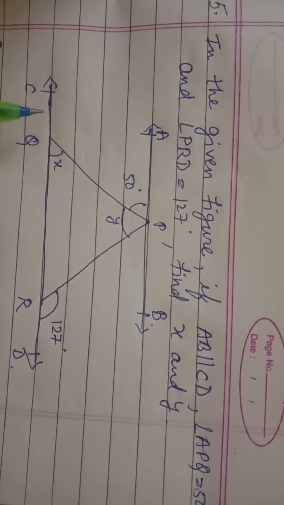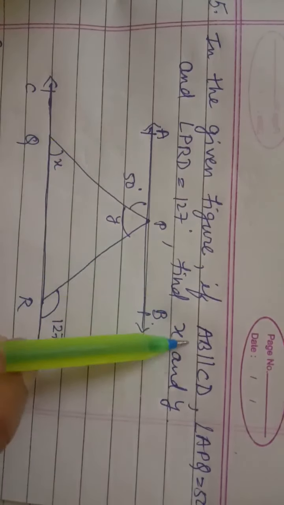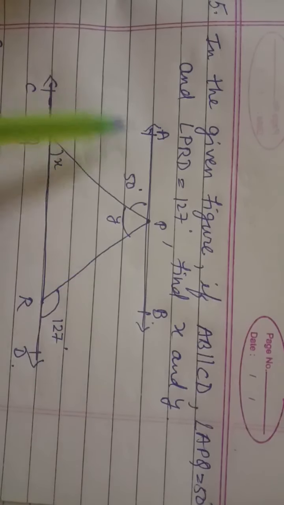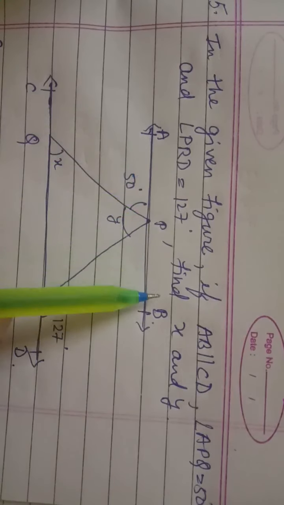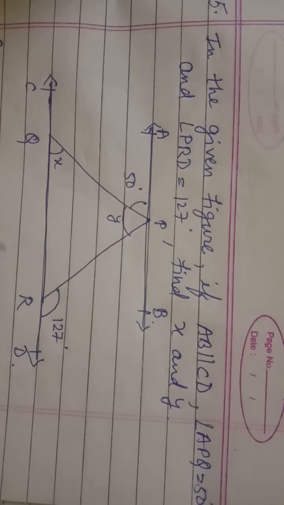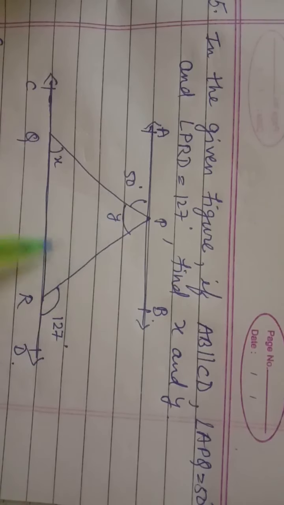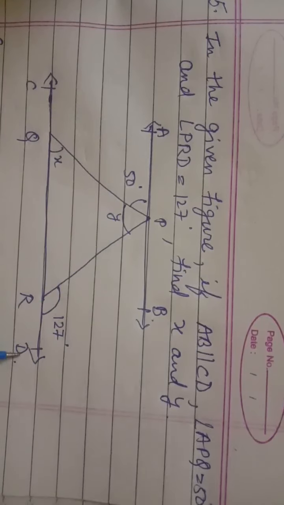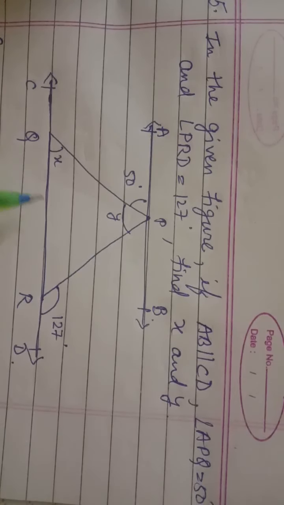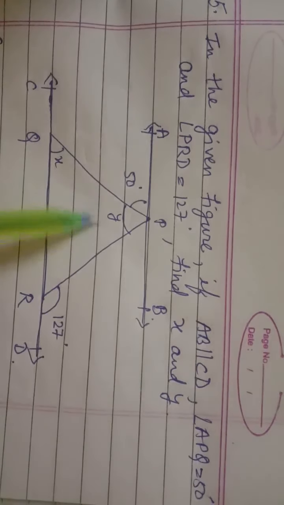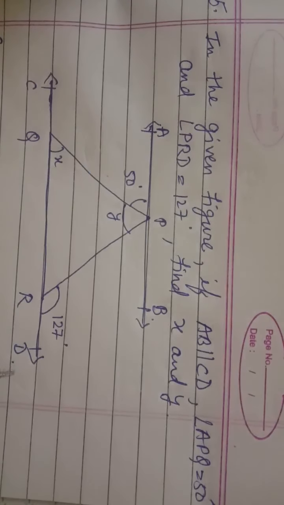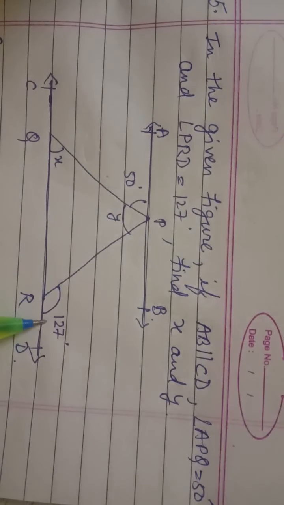Now question number 5. In the given figure, if AB is parallel to CD, angle APQ is 50 degrees and angle PRD is 127 degrees, find the value of X and Y. So you can see this figure. AB is parallel to CD. So you have to find the value of X and Y. The value of APQ is given 50 degrees and the value of PRD is given 127 degrees.